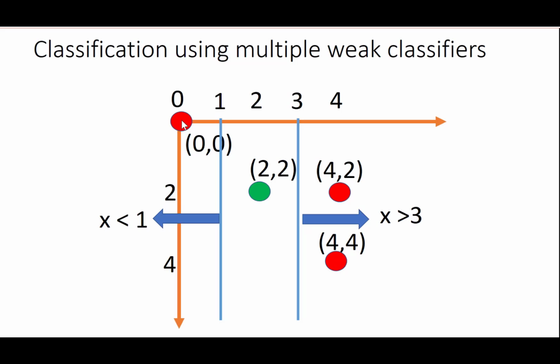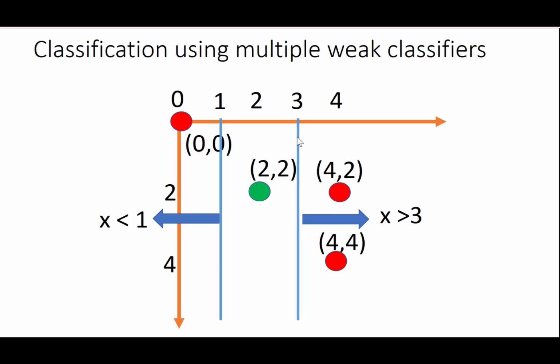So we have a data point at 0, 0, and that happens to be true. I'm marking the data red if it's true, green if it's false. So the point 2, 2 is false, 4, 2 is true, and 4, 4 is also true.